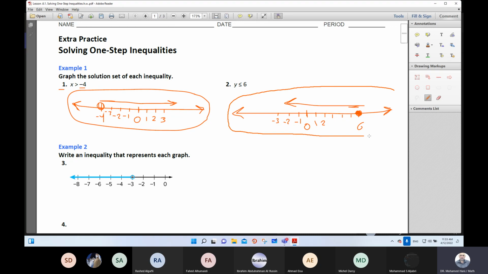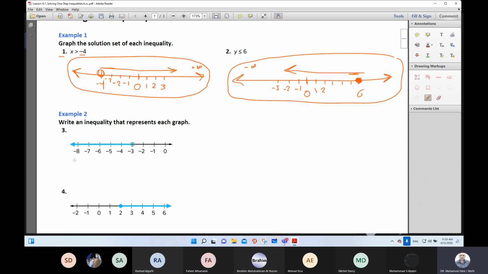Who has any question about exercise number 1 or number 2? Mister, I have a question for question number 2. Yes. Now the answer for number 2 is 6 to the negative side, right? Yes. Okay. 6 to the negative side. Great. And here to the positive side. Okay.